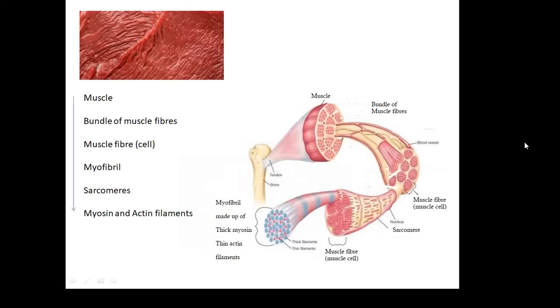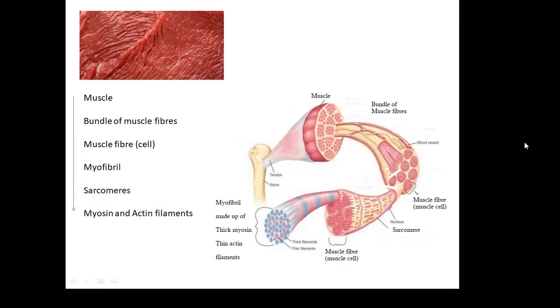So, structure of muscles. There's a muscle there. Muscles are made up of bundles of muscle fibres. The muscle fibre is the actual muscle cell. Then the cell is made up of things called myofibrils, long thin myofibrils, which are made up of sections called sarcomeres. And the sarcomeres are made up of two types of filament, myosin and actin filaments.